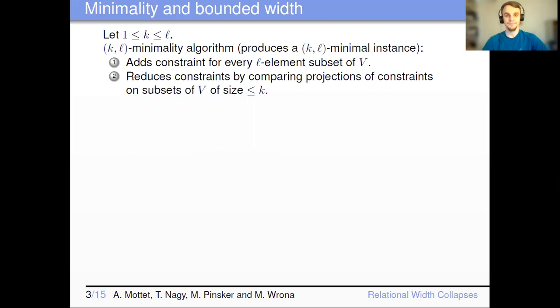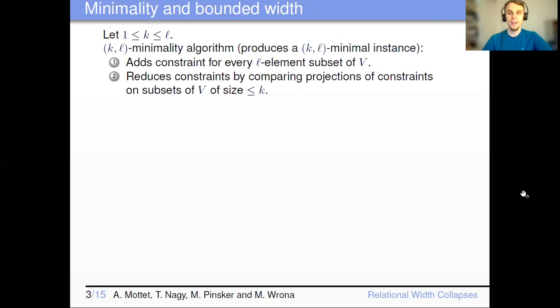This algorithm gets some instance of the CSP of some relational structure A, and it does the following two things. First of all, it adds some domain constraint for every L element subset of the variable set V. And in the second step, it reduces constraints by comparing projections of these constraints on subsets of the set of variables of size at most K. So this is some kind of local consistency checking, what we are doing here.